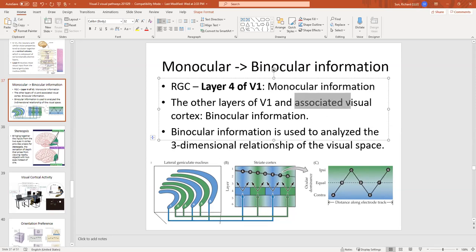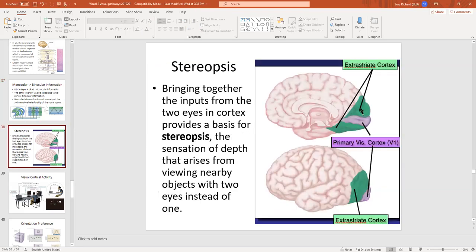What is the associated visual cortex? That is called the extrastriate cortex right here. So this is the V1 right here, and up to the layer 4 of the V1, each neuron only receives the monocular information. However, after that, this neuron will gather information, not just the single monocular information. It will have the binocular information, and this binocular information is important to provide the basis of the stereopsis. So this is the sensation of the depth that we can see the world as a 3D world. So that's that. All right.